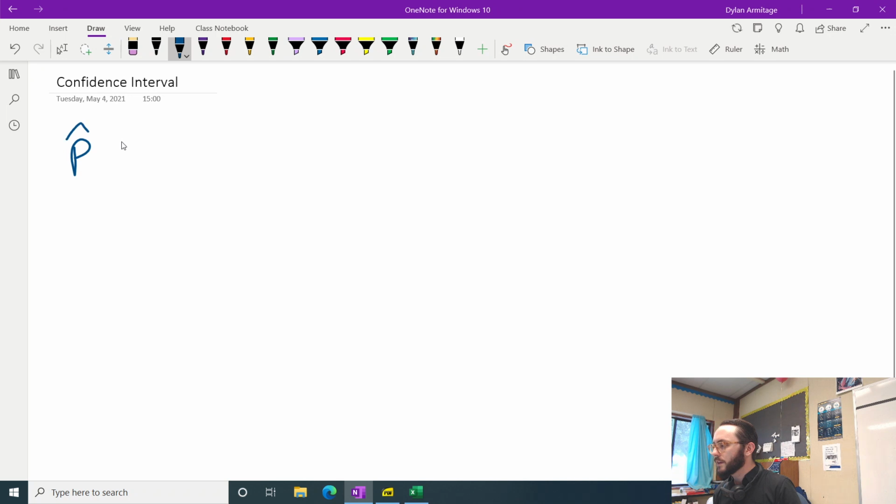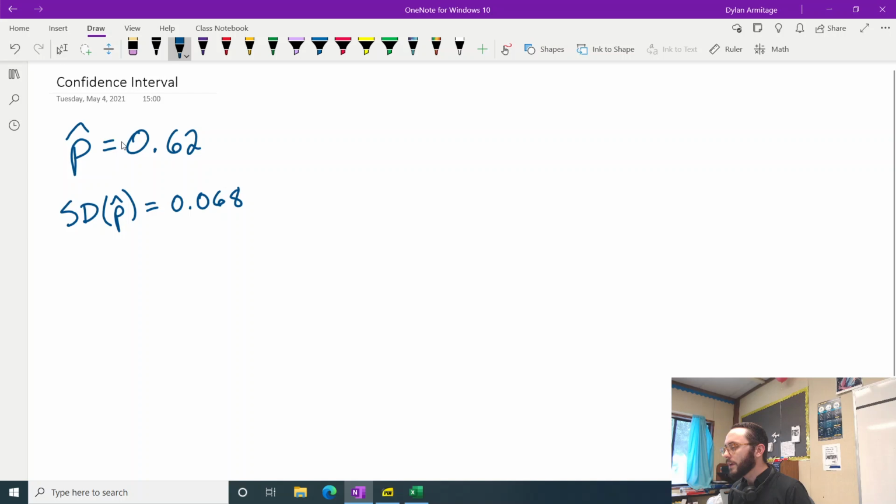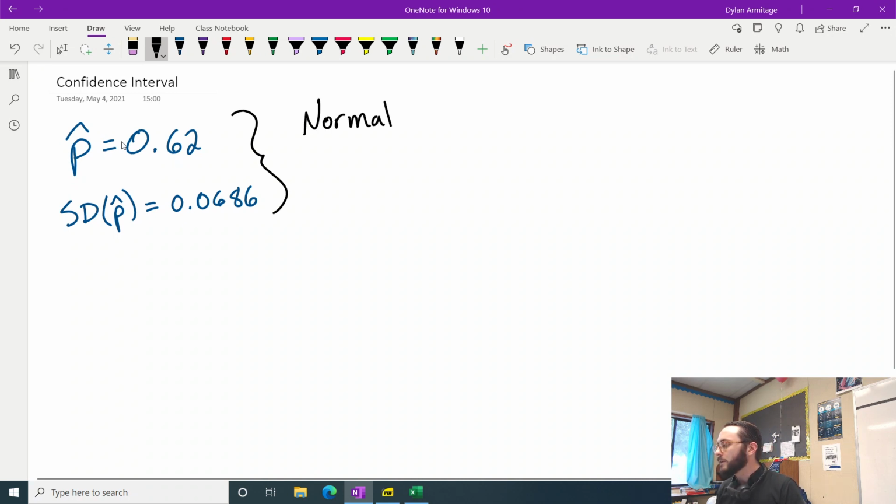So the example from the previous video was 0.62 for p hat. And since we're going to create a normal model, we need the standard deviation for that, which was 0.0686. But what does all this mean? All this means is that we can take these two values here and treat them exactly as the mean and standard deviation for a normal model.